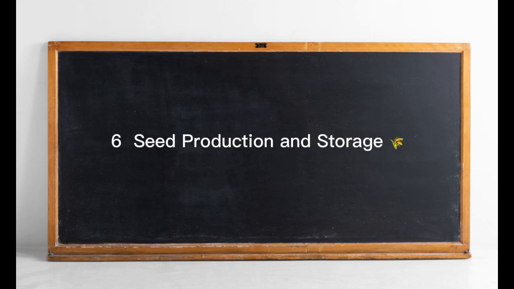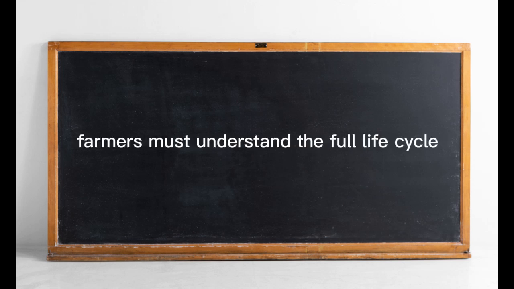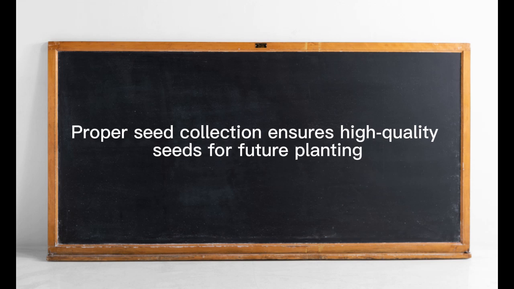6. Seed production and storage for vegetable crops that are grown for seed production. Farmers must understand the full life cycle to allow plants to reach maturity and seed formation. Proper seed collection ensures high-quality seeds for future planting.